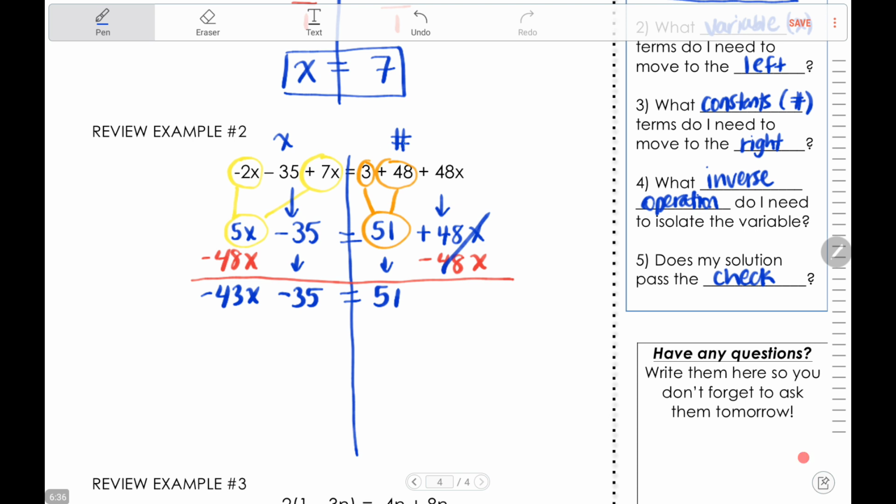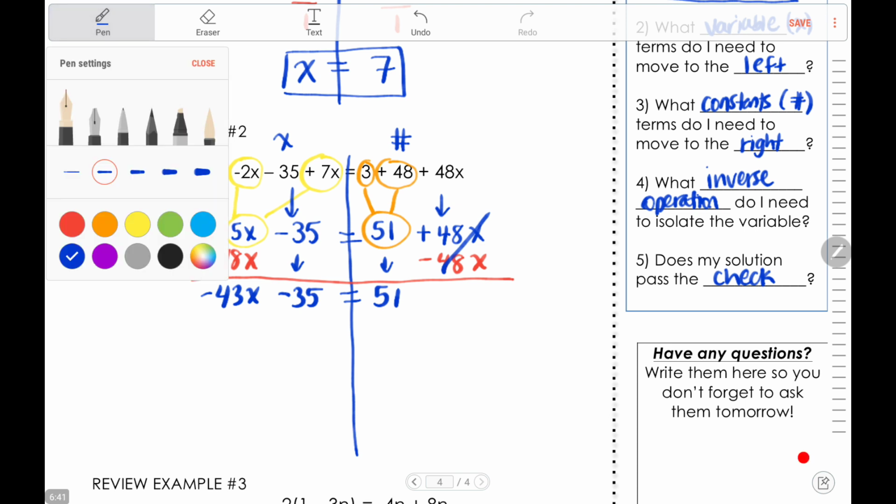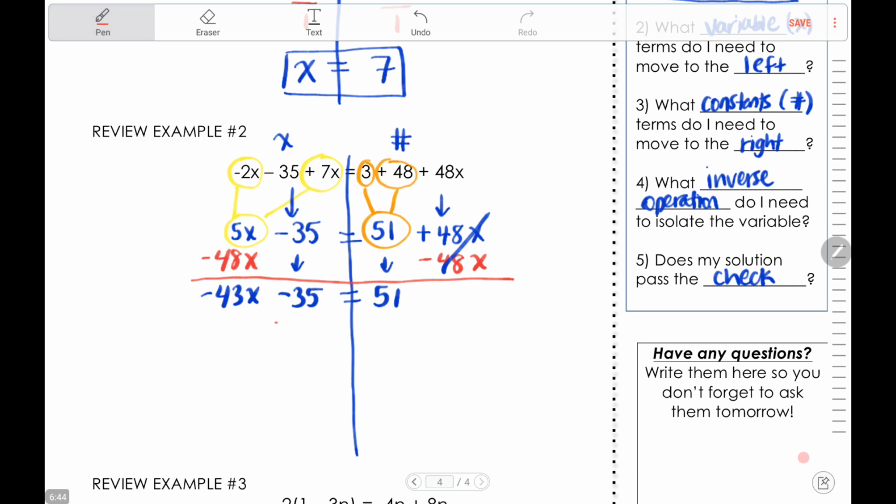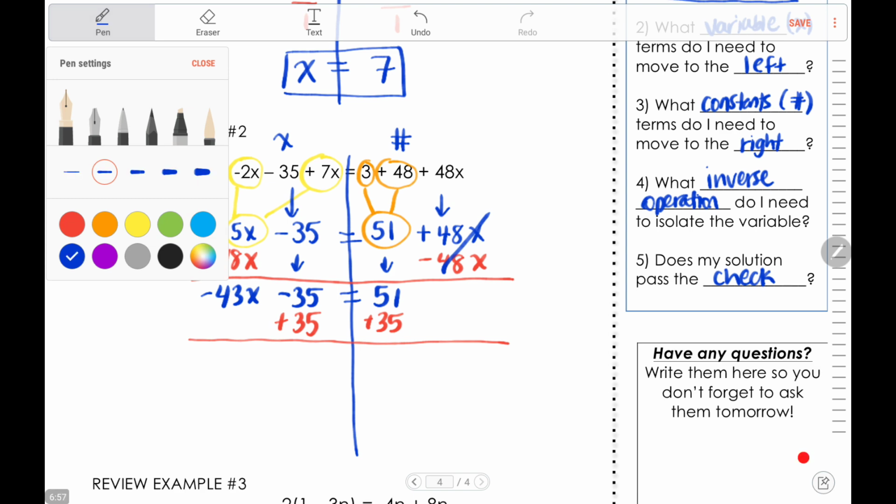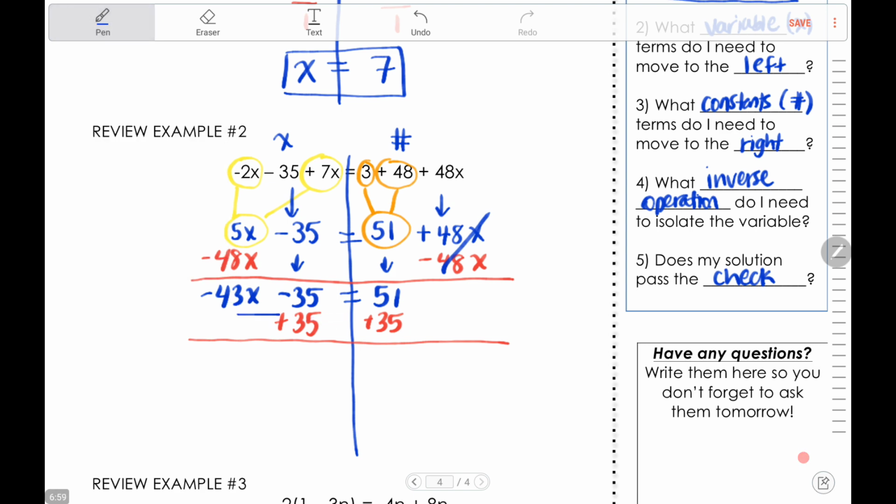Now, I want all of our number terms, the constants, on the right-hand side, and it looks like this negative 35 is in the wrong place. So I need to apply the inverse operation, adding, opposite of negative, add 35 on both sides. Now what I have is, well, negative 43x I didn't work with, so I'm going to just bring down. Negative 35 plus 35, that cancels each other out. Now I have 51 plus 35, which is 86.